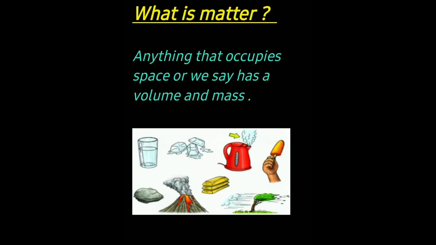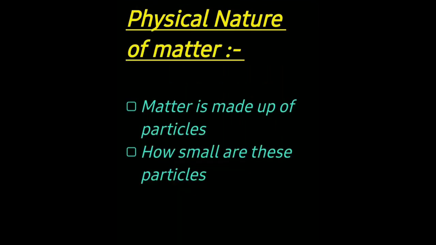But any emotion or any sense, we cannot say it is matter. For example, emotions like love and happiness are not matter. Or if we take a sense, for example smell, it is not matter. Matter is only the thing which has volume and mass, right? Okay, so next we will talk about the physical nature of matter.